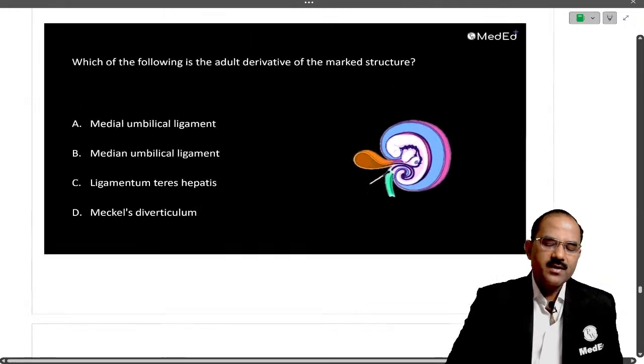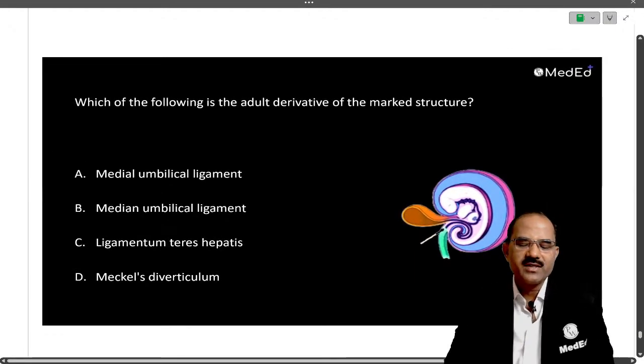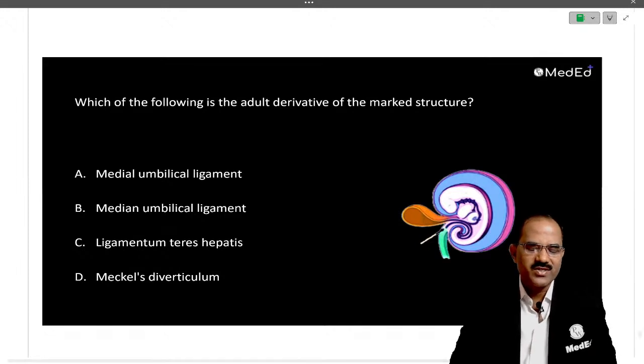Yes, coming to the last MCQ, children, last MCQ. Chalo, answer this, my dear children. Which of the following is the adult derivative of the marked structure? I just told you this.